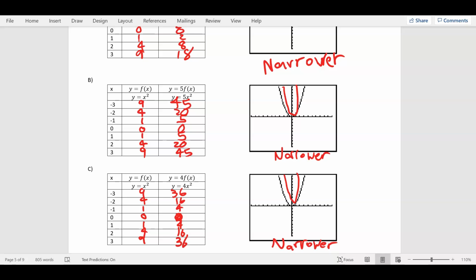Yeah, let's write it down. So it's 9, 4, 1, 0, 1, 4, 9. Same as these. The first column, right here. I'm talking about these are always the same because it's x squared: 9, 4, 1, 0, 1, 4, 9. I was saying that wrong over there.